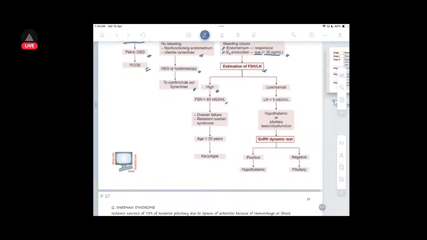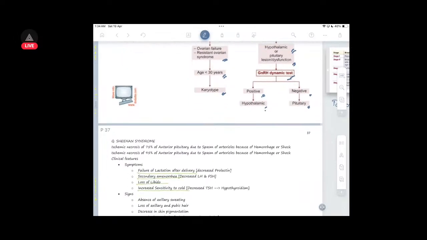If it is high, then it's ovarian failure or resistant ovarian syndrome. If age is less than 30 years, you have to do karyotyping. If FSH is low and LH is less than 5, then it may be a hypothalamic or pituitary lesion or dysfunction. GnRH dynamic testing can be done. If it is positive, it is hypothalamic, and if it is negative, then it is pituitary.